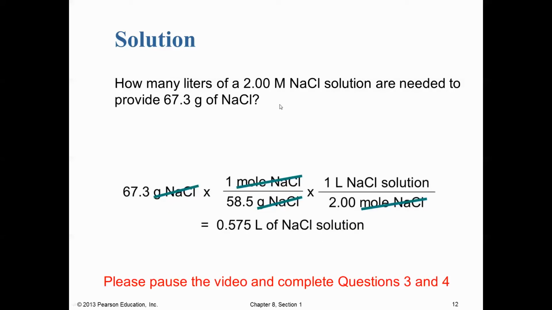Here we have a slightly different problem. How many liters of 2 molar NaCl solution are needed to provide 67.3 grams of NaCl? So here's our 67.3 grams of NaCl. We're going to convert that into moles using our molar mass, unit cancellation, and then we're going to go from moles to liters using our molarity. So we'll frequently use molarity as a conversion factor, and that's actually going to come up later in this video.